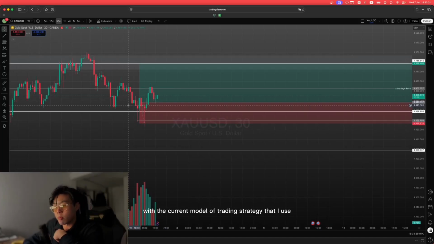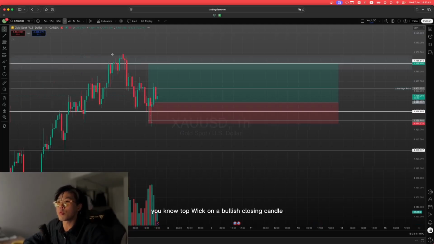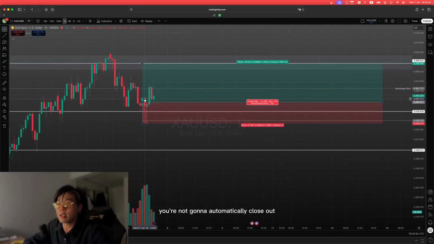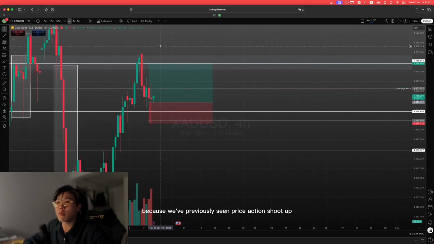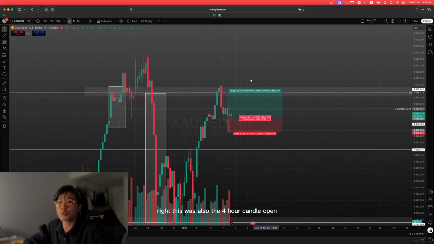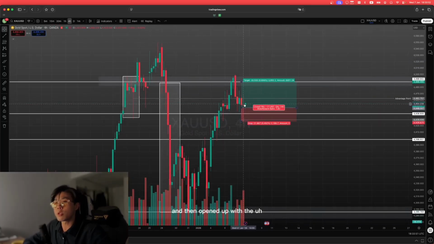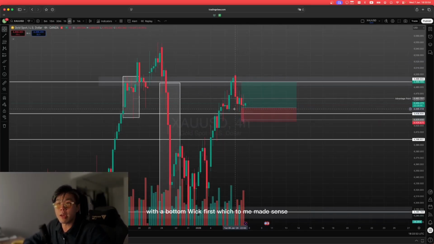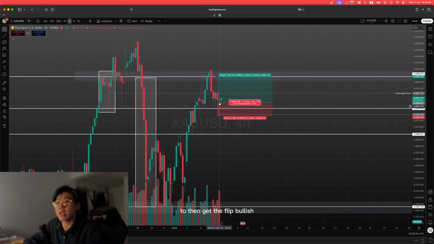However, with the current model of trading strategy that I use, I don't have dynamic management flexibility of, okay, if the hour or the 30-minute candle closes with a top wick on a bullish closing candle, you're not going to automatically close out, because we've previously seen price action shoot up. Right, this was also the 4-hour candle open, and it opened up with a bottom wick first, which to me made sense because you're wick filling first to then flip bullish.